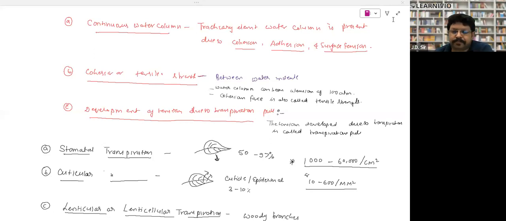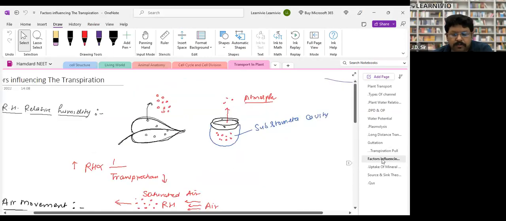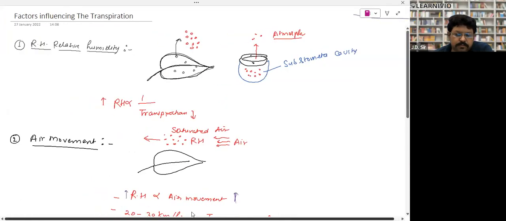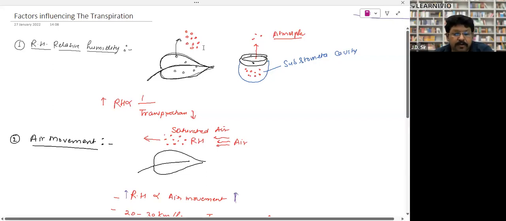Okay, great, Shadika. Factors influencing transpiration. Yes, this is also important. Look, relative humidity. So the first thing is relative humidity. If relative humidity is more, transpiration will be less; relative humidity is inversely proportional to transpiration. If relative humidity is less, transpiration will be more, right? So that is the concept behind it.